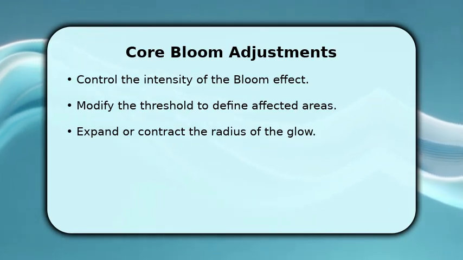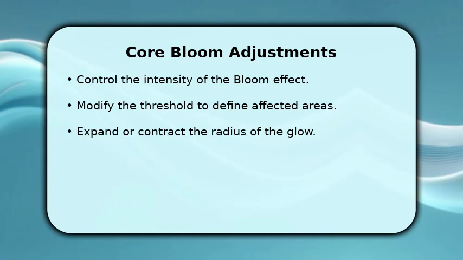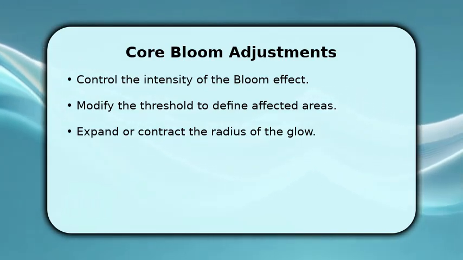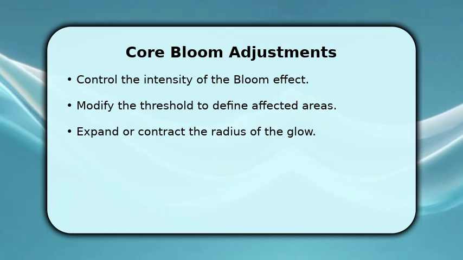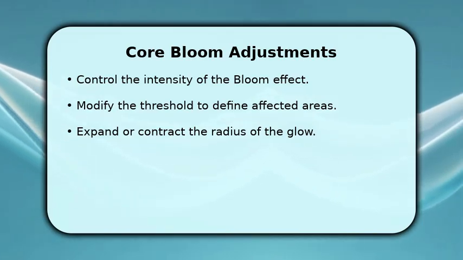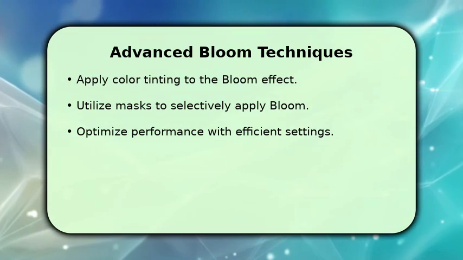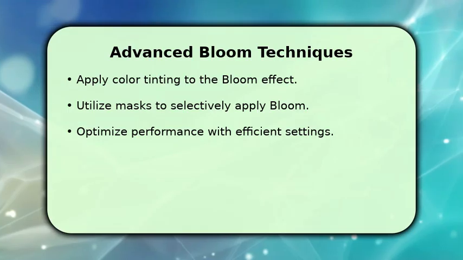Next, adjust the threshold to specify which bright areas will emit bloom. A lower threshold means more areas glow. Finally, the radius or spread setting controls how far the glow extends from its source, typically ranging from 0 to 1. For more creative control, explore advanced bloom options.